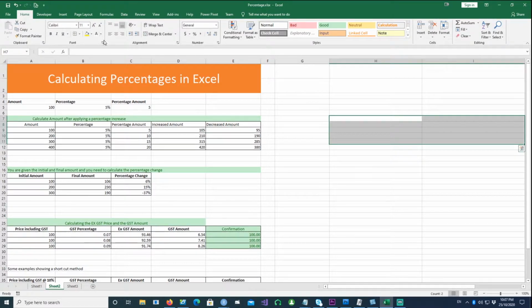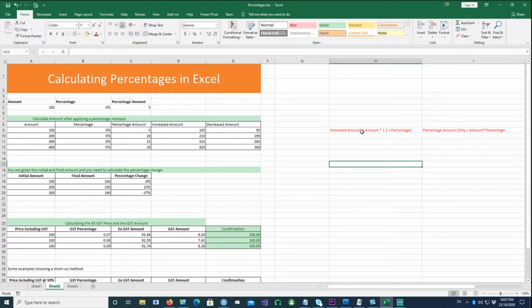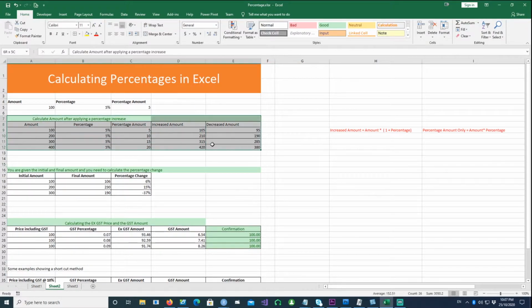If we look at the generic formula, the increased amount equals amount multiplied by 1 plus percentage. And if you just need to calculate the percentage amount only, it's amount multiplied by percentage. And that's what we did in this example.